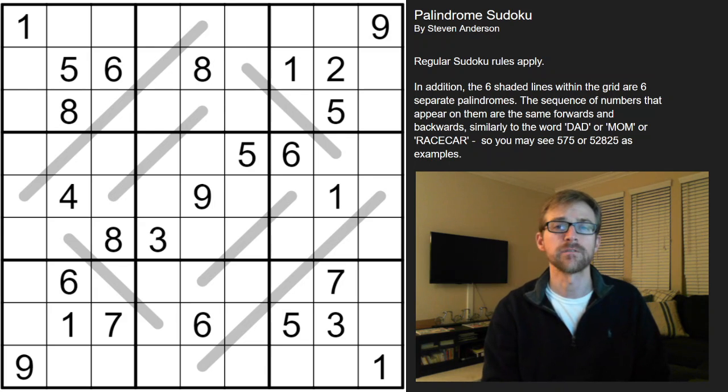Hey puzzlers, this is Steve here with another video on how to play some logic puzzles. This is another Sudoku variant known as a palindrome.